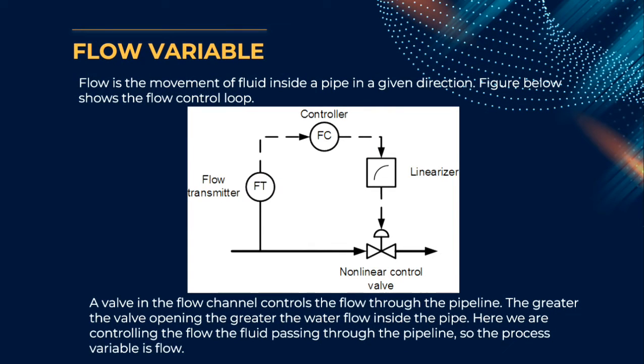Flow variable. Flow is the movement of fluid inside a pipe in a given direction. The figure below shows the flow control loop. A valve in a flow channel controls the flow through the pipeline. The greater the valve opening, the greater the water flow inside the pipe. Here we are controlling the flow of the fluid passing through the pipeline, so the process variable is flow.